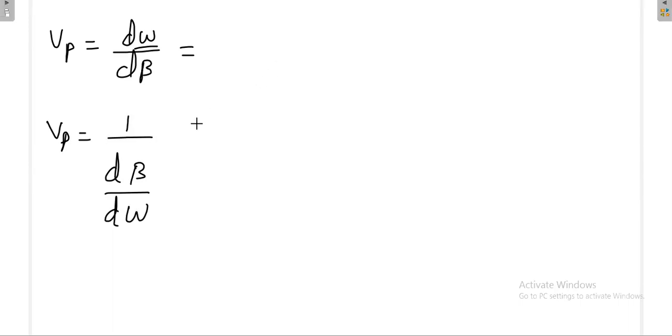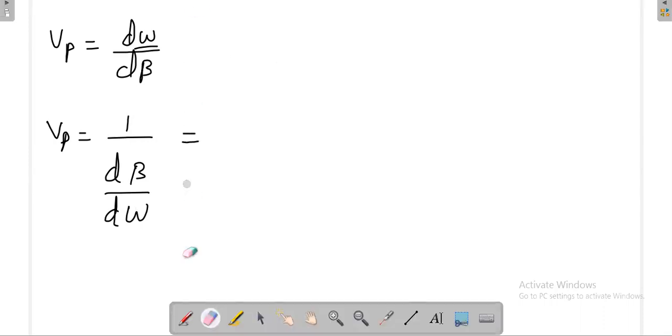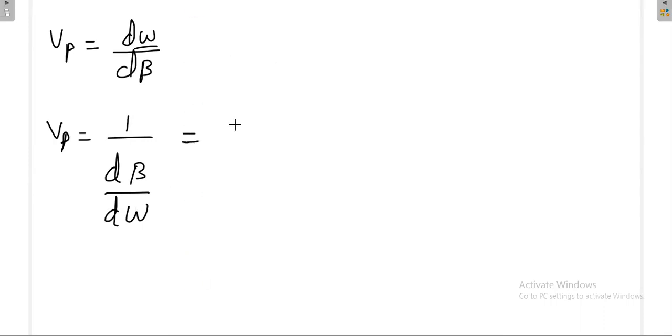I am directly writing the answer. Once you do the differentiation, finally we get Vg, the group velocity.